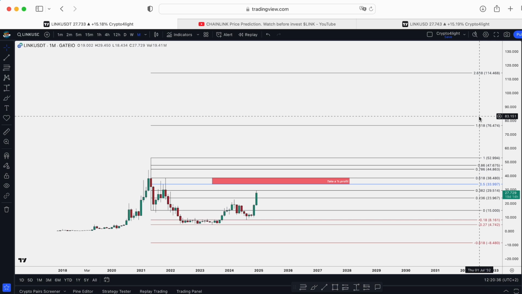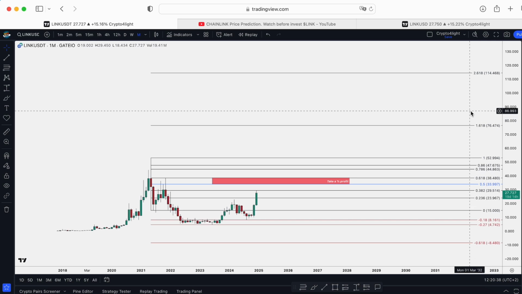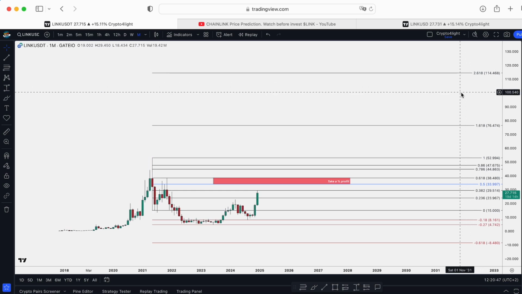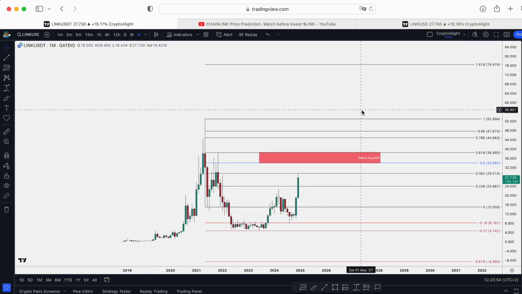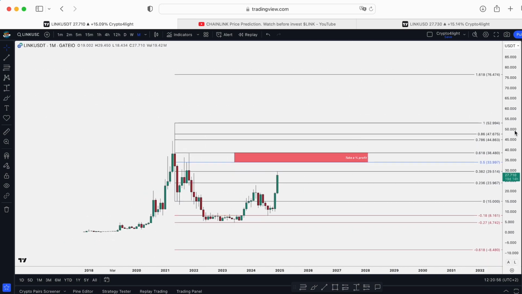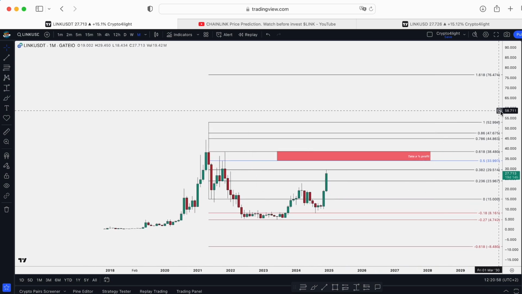Of course, I can be absolutely wrong. I just share my ideas, right? So it's $76 and 114. Is it possible that we can hit 114? Basically, yes. Nobody could predict that XRP would hit such high levels. It sounds even weird how XRP could hit $3.